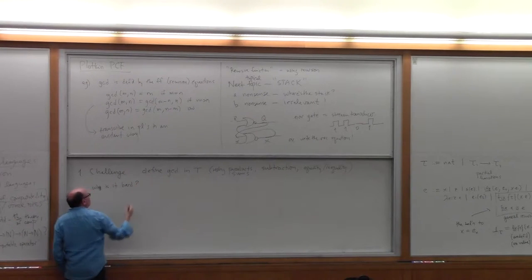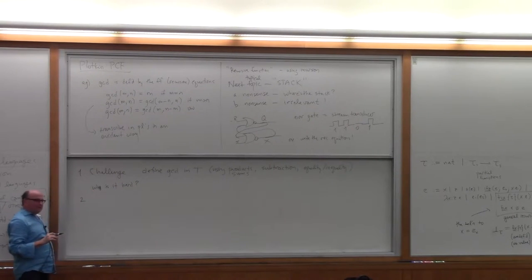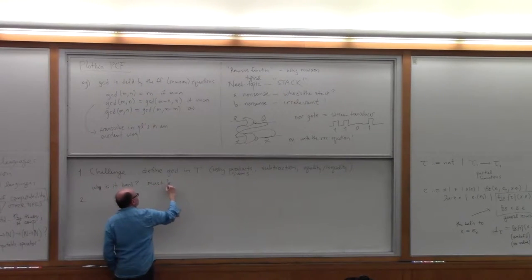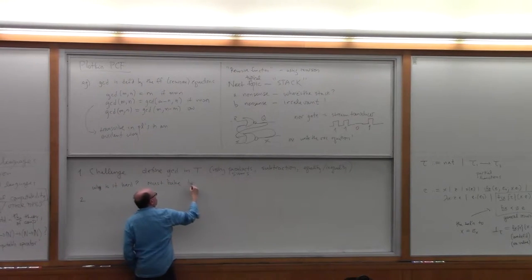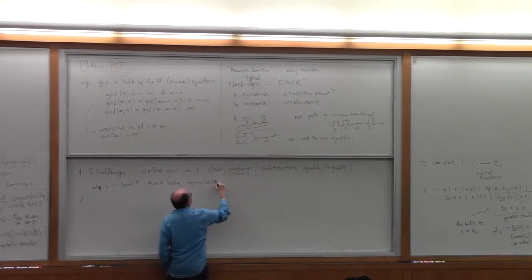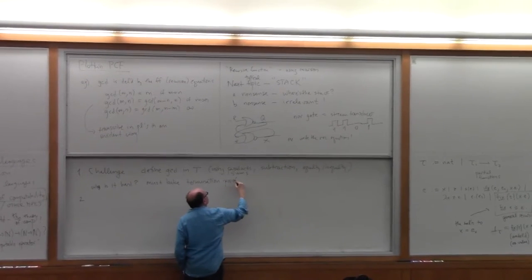First of all, you just have to take a crack at it. And some of you might come up with it. I don't know, it could be. I won't underestimate you, but I will challenge you. But what fundamentally makes this thing hard? It's not that you're dumb. What makes it hard is you must bake the termination proof into the code.